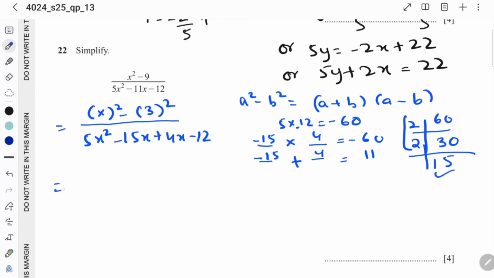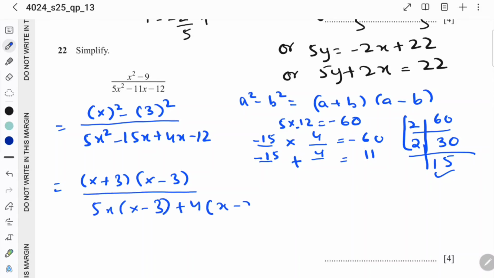So you can apply the third identity, the difference of two perfect squares, x plus 3 and x minus 3, and take common 5x, x minus 3, like you do in grouping, x minus 3. Don't cancel at this step. This is your careless mistake.